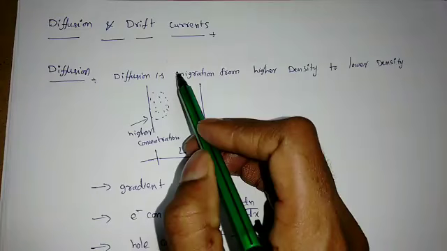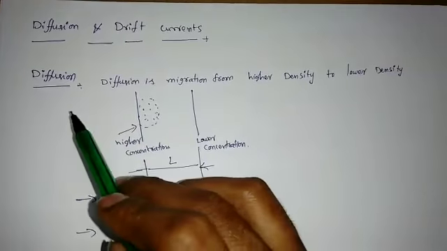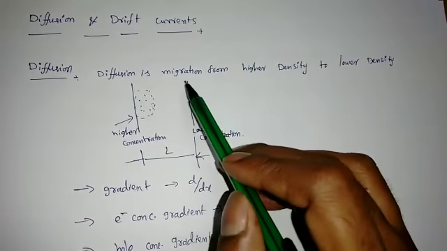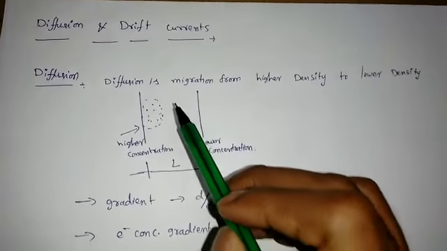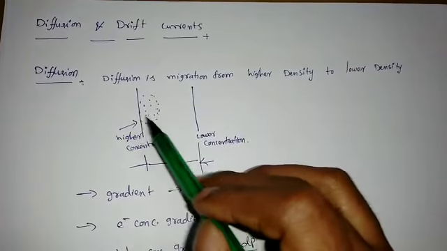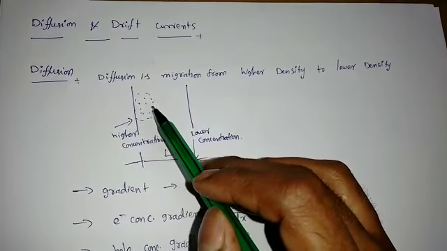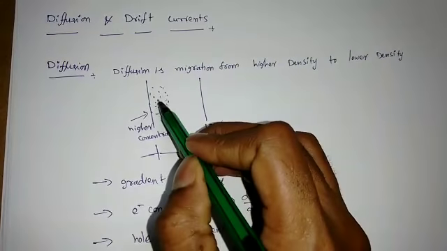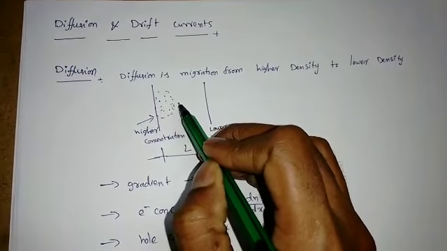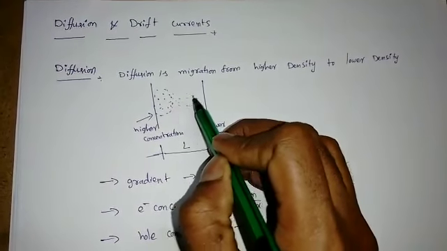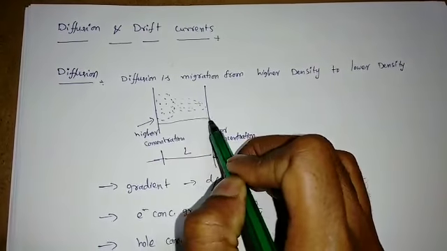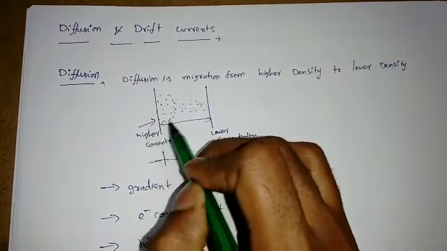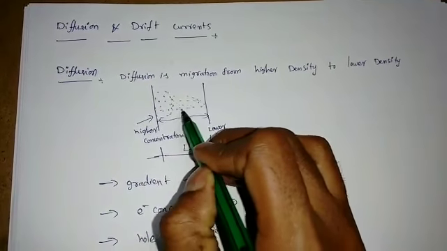And the next concept is diffusion and drift currents in semiconductor. First we'll discuss diffusion. Diffusion is a migration from higher density to lower density. Suppose there are some electrons or holes here at very high concentration. Diffusion means these carriers will diffuse from higher to lower, and after some time it will be at equilibrium. Suppose this is the length L, and if I dope here so many electrons or holes, they will slowly diffuse.